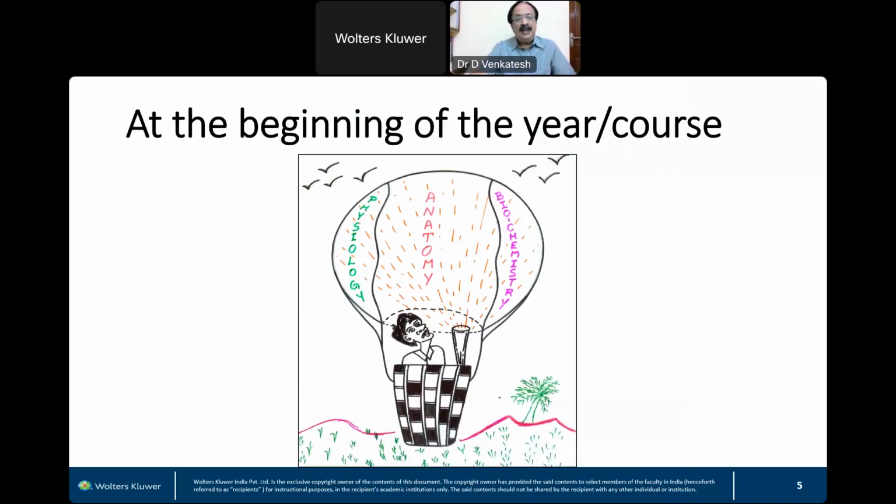Now, at the beginning of the first year as a student, I described my happiness when I got into a medical college and asked my artist to draw, and he drew this picture. I was at the top of the world with anatomy, physiology, and biochemistry carrying me to great heights. But at that time nobody advised us to plan or set a goal for ourselves. And we spent our time happily because we had got into a medical college.